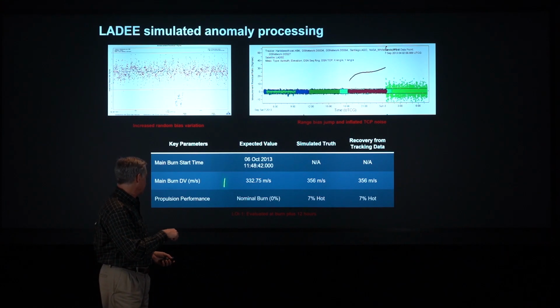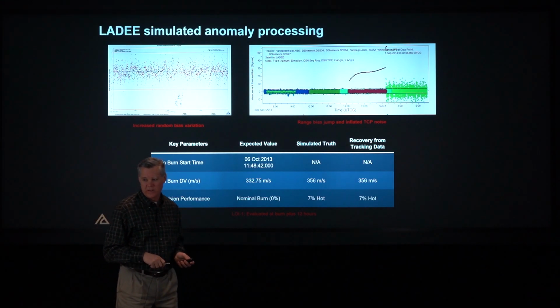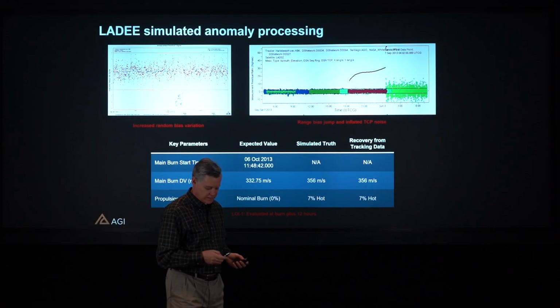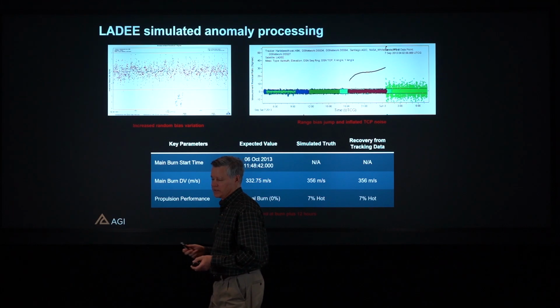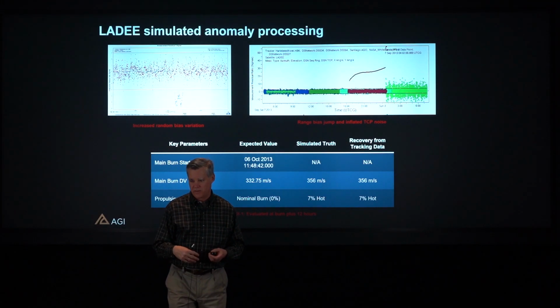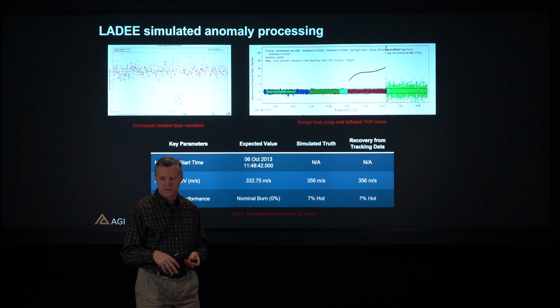And down on the bottom, we see a particular example where we did a 7% hot burn, and we see the ability of the operations team here to recover that. Okay, so we presented them with a whole variety of different challenges during the ORTs, and they really did a great job in recovering from all the different things that we presented to them.